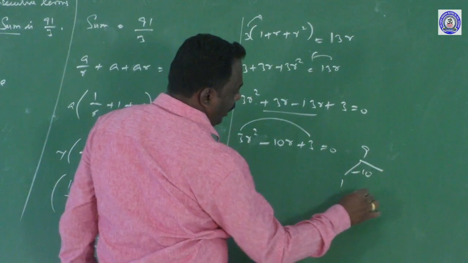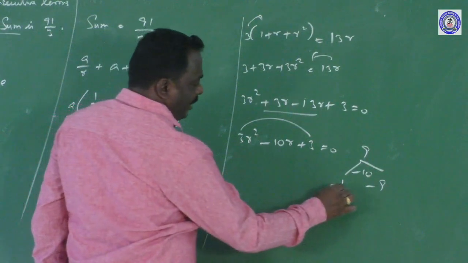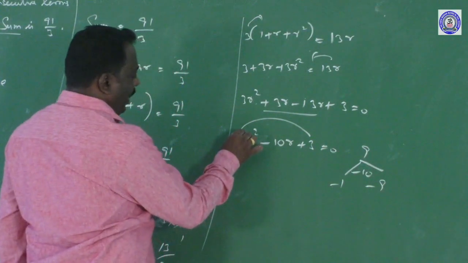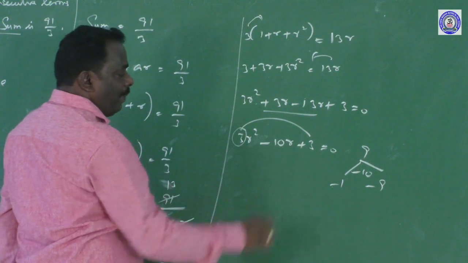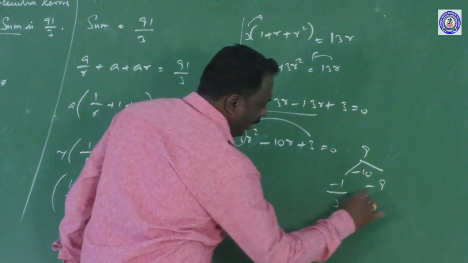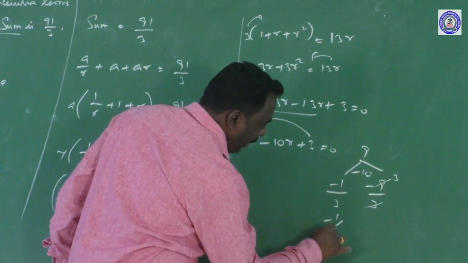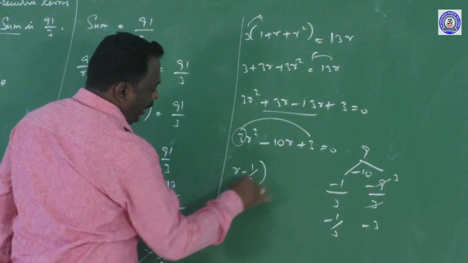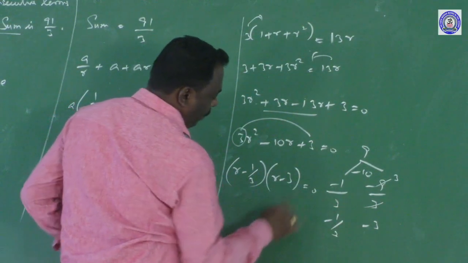We want the product to be 9, so 1 into 9, both are minus. Minus into minus is plus 9, and adding the terms we get minus 10. Now we have the coefficient of r square equal to 3. Common divided by 3, 3 by 3 cancels and we get 3. Therefore minus 1 by 3 and minus 3. Therefore r minus 1 by 3 into r minus 3 is equal to 0.